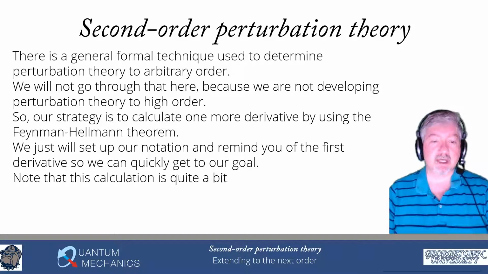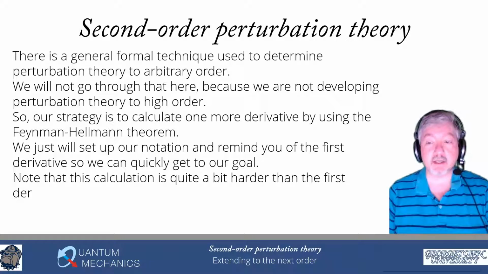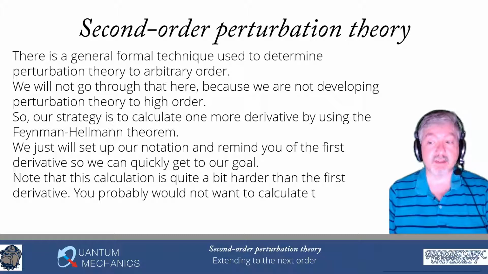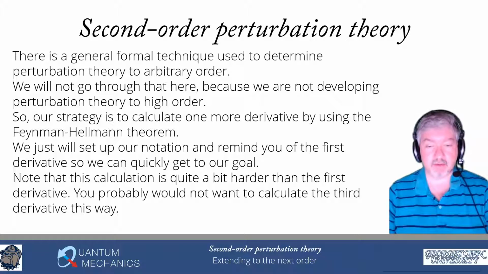Now, note that this calculation is quite a bit harder than calculating the first derivative. The first derivative only had 3 terms in it. This second derivative is going to have a lot more. To extend this to the third derivative, while in principle you could do this, I suspect you really wouldn't want to do it this way. That's in part why there's this other formal way that it can be done in order to extend it. But it's still messy and hard no matter how you do it.